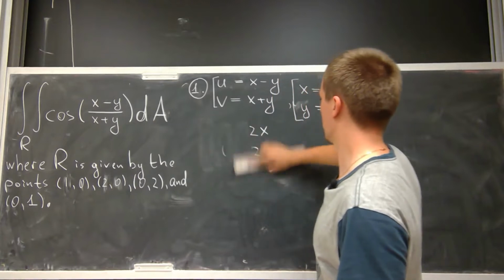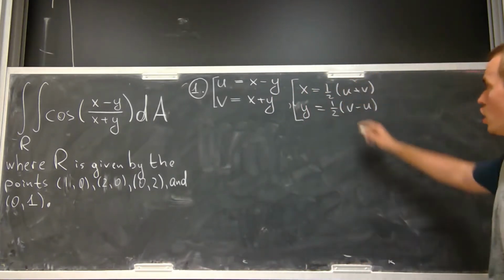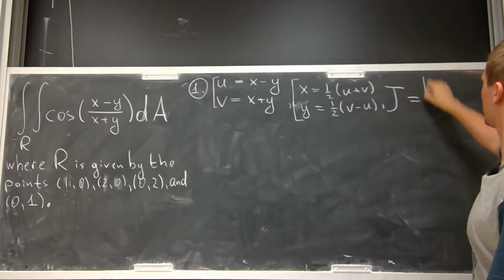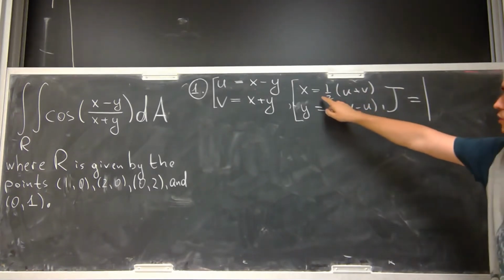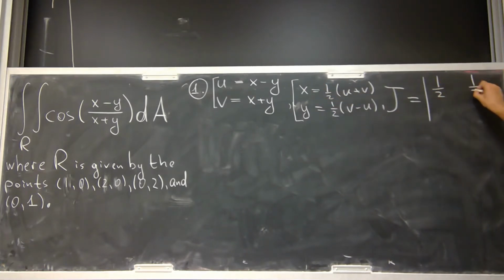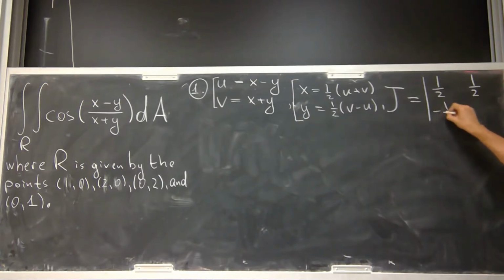And right now, when we have our change of variables formulas, we can find our Jacobian. So what is the Jacobian? The Jacobian is just the partial derivatives of x with respect to u and v, and the same for y. In other words, I will have 1/2, x partial u, x partial v, and then for y negative 1/2 and 1/2. 1/2 and 1/2.